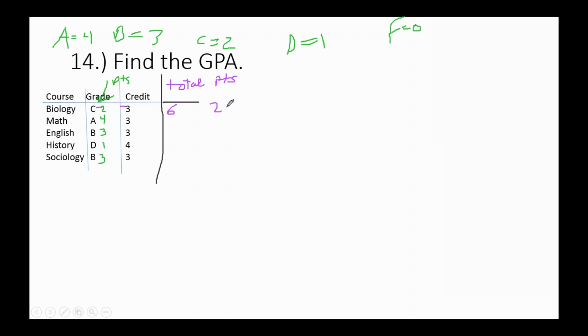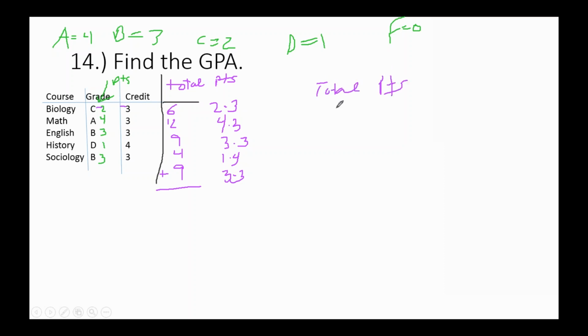Because we're going to take points per credit hour. So then for math, you got an A, which is 4 points. Multiply it by 3 credits. So how many points did you earn? 12. Testing your multiplication skills here, right? English, you got a B, so we're talking 3 times 3, which is 9. You slept through history, so you got a D, that gives you 4 points. And then sociology was okay, so you got 9 points. So that now gives us our total points.